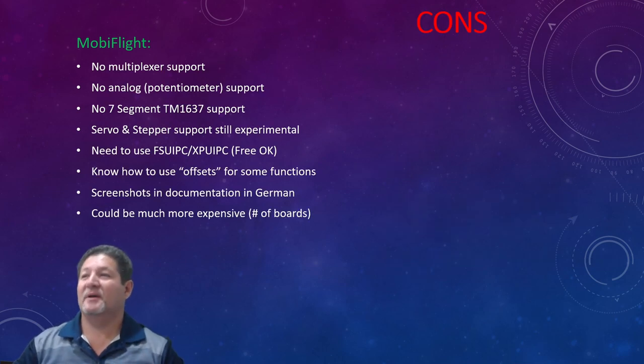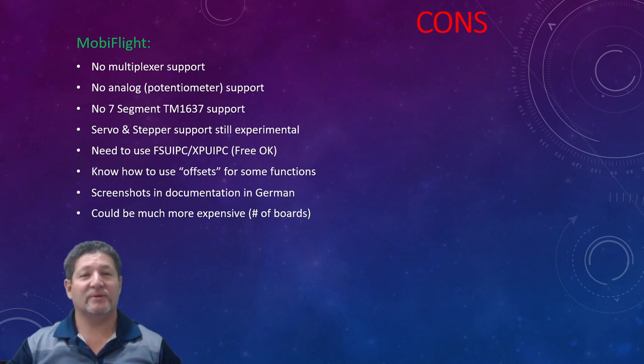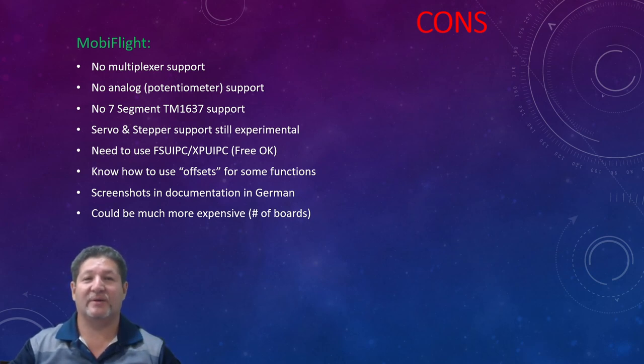So for the cons, like I mentioned all of these before, I believe, but I'm just going to run through them right now because they're all going to be here in one place. So no multiplexer support. That is a big one, I think, because that is what limits how much you can connect on each Arduino. So for me, that's a big one. No analog or potentiometer support. So if you wanted to put any lights or dimmers or anything like that, like I said, flaps. Well, the flaps you can do with other stuff like switches, but the speed brake, the throttles, the carburetor heat, whatever uses an axis, you cannot do that with MobiFlight.